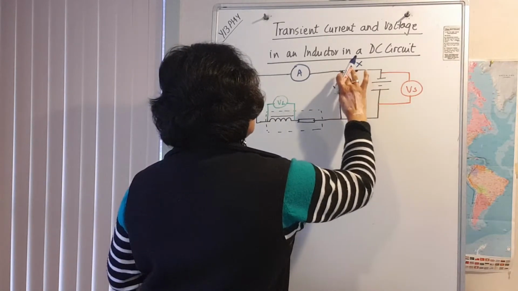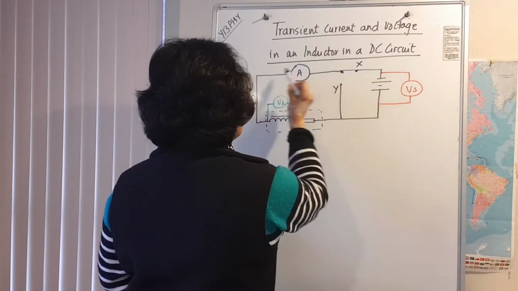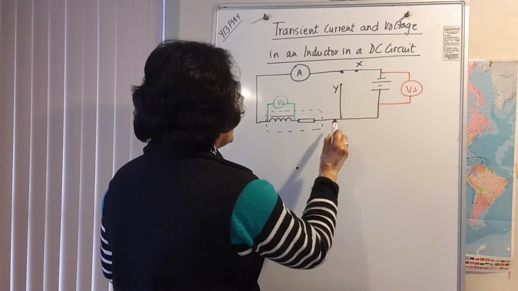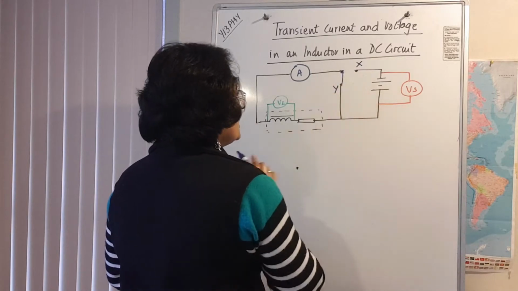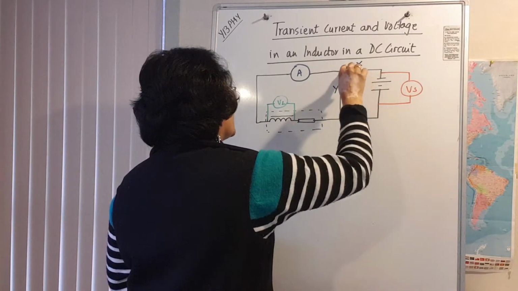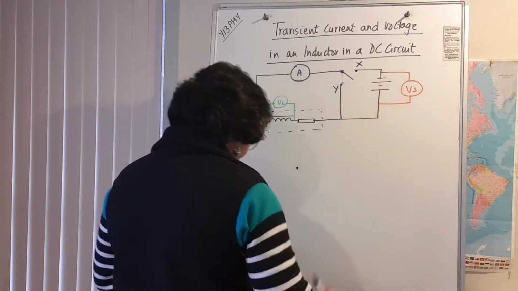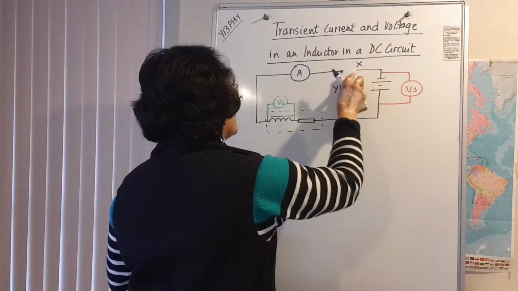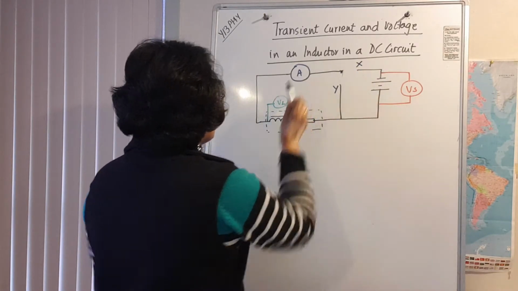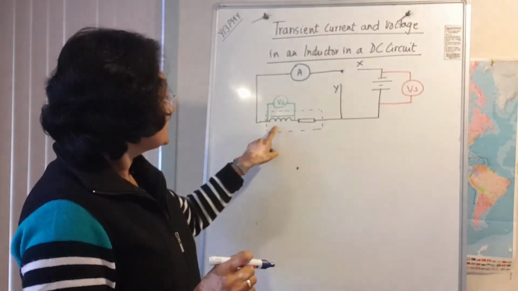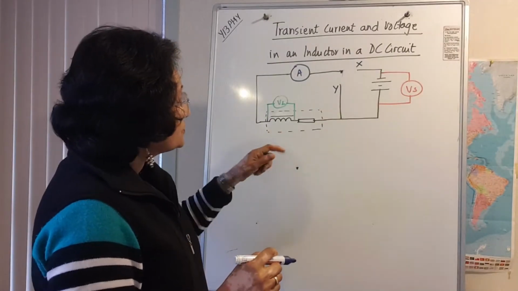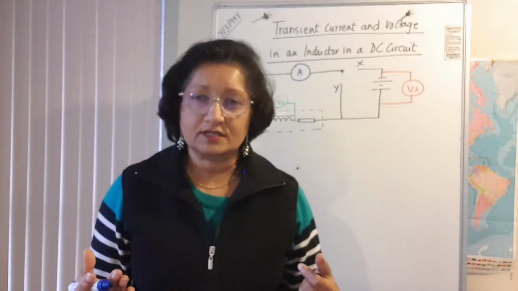When the switch is closed, there's going to be a current through the inductor. I could have the switch in this position, or I could also have the switch in between when there's an air gap. So we're going to look at all those three positions. There's an ammeter here to measure the current, and this VL measures the voltage across the inductor. So we're going to look at three different situations.